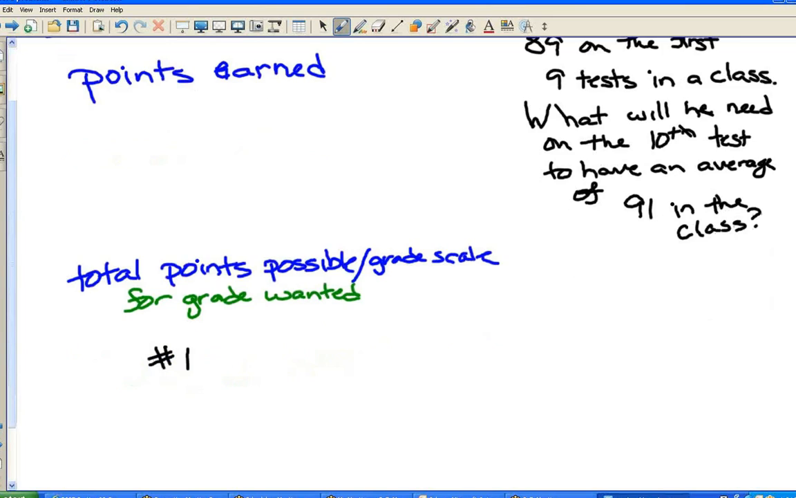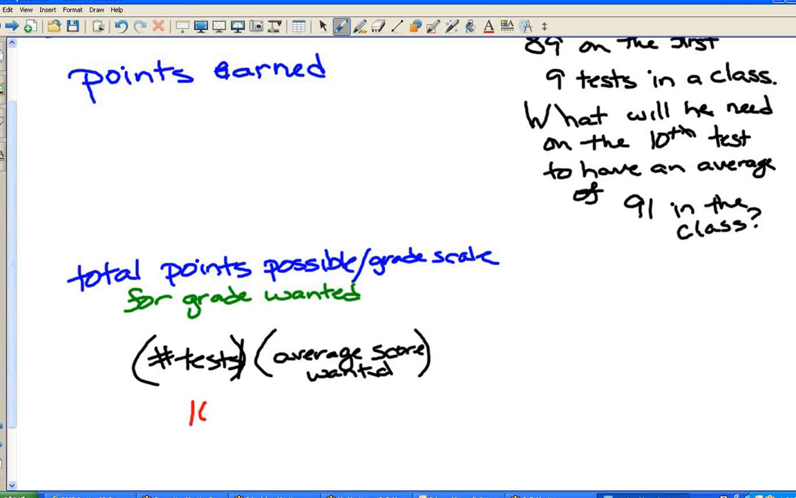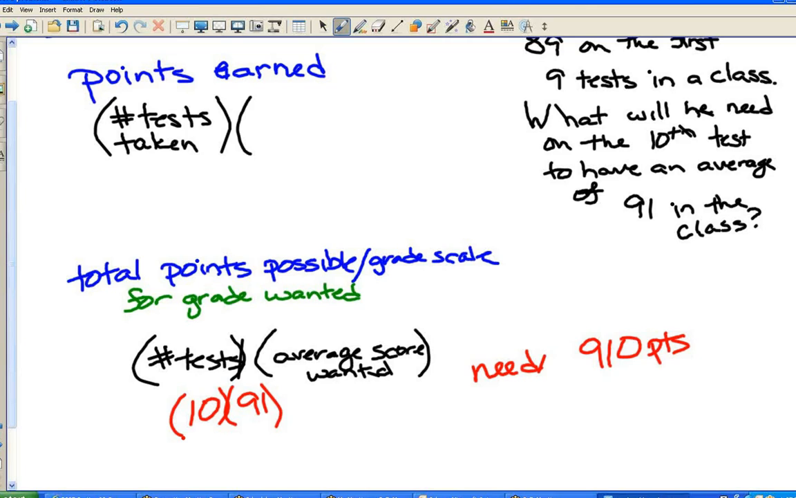So if I'm looking at points, first test times average score. If I'm thinking of this class, he's going to have 10 tests, and he wants to have a 91 in the class. To have a 91 in the class, what he's got so far, average earned.